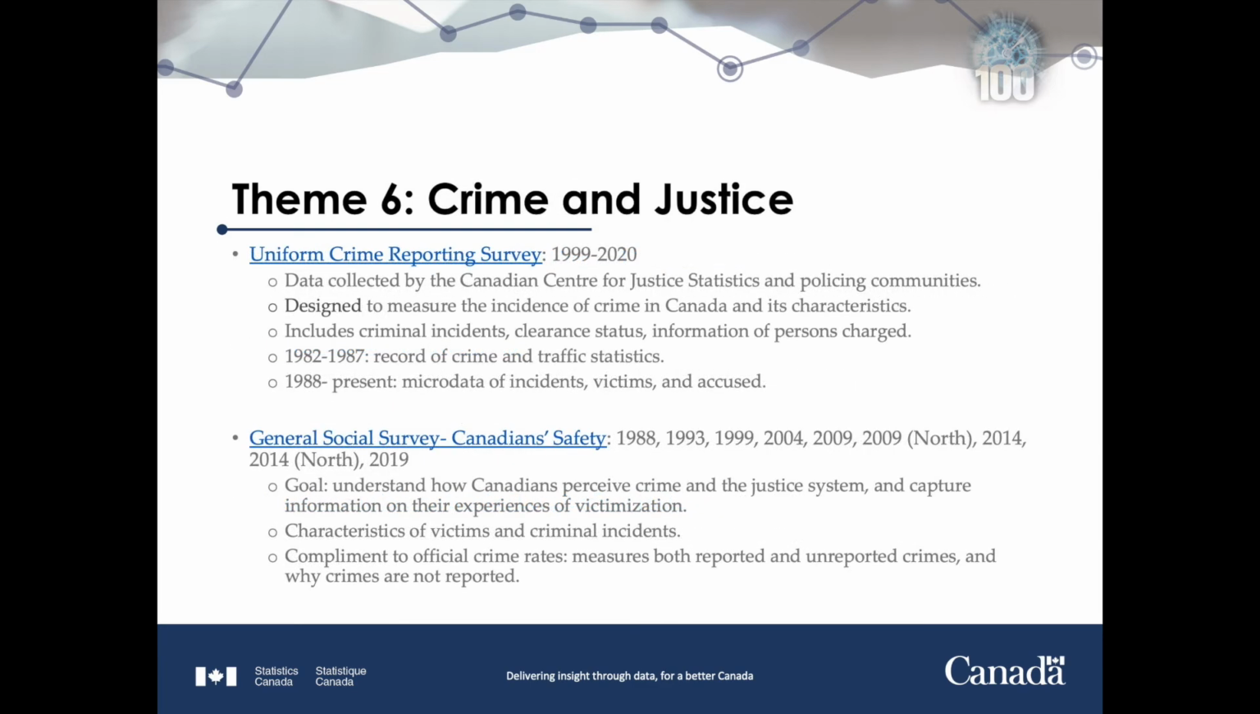The sixth theme is crime and justice. Two recently updated surveys on crime and justice in Canada include the Uniform Crime Reporting Survey and the Canadian Safety, previously the victimization cycles of the General Social Survey. Both surveys are geared toward the perception of crime and justice for Canadians, measuring the criminal incidents that occur and the characteristics of such incidents.